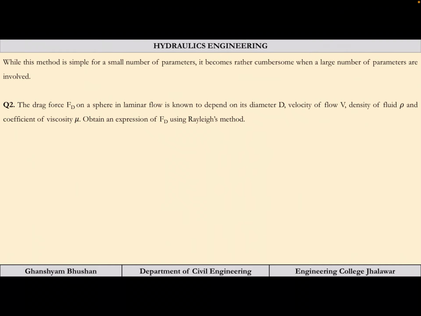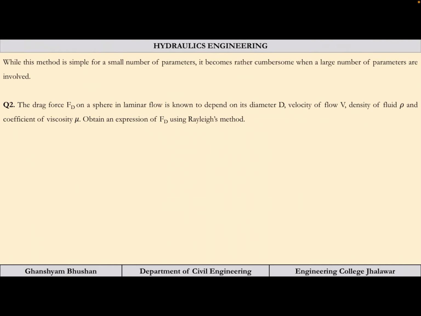So what is the last point? While this method is simple for a small number of parameters, it becomes rather cumbersome when a large number of parameters are involved. As I have told you, if the parameters are many, like 6, 7, 8, or let's say 10 parameters, and you go for Rayleigh's method, your life is not going to be simple. For those cases, Buckingham saw this drawback and introduced his new theorem, where you can easily solve for any number of variables.